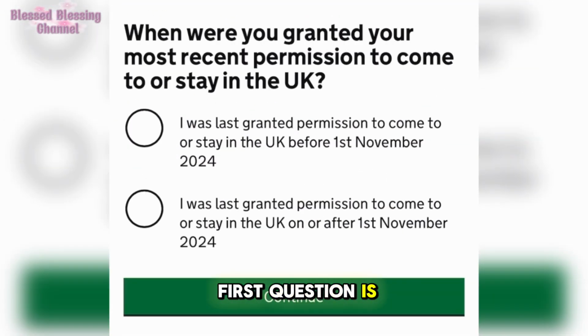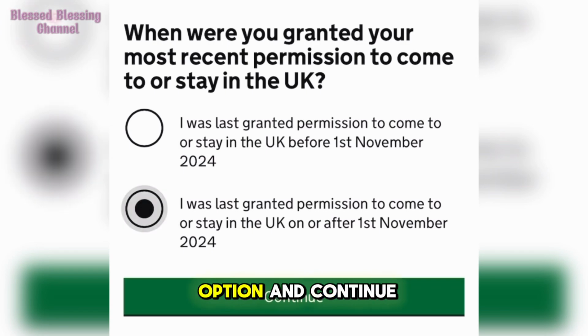The first question is, when were you granted your most recent permission to come or stay in the United Kingdom? I was last granted permission to come or stay in the United Kingdom before 1st November 2024, or the second option, after 1st November 2024. I believe some of you would have been after 1st November for you to have not gotten your BRP, because most of the visas that come out after 1st of November 2024 did not come with BRP. So we'll go with the second option and continue.